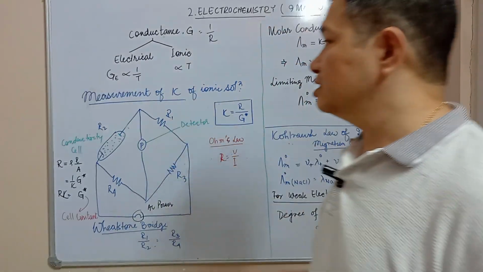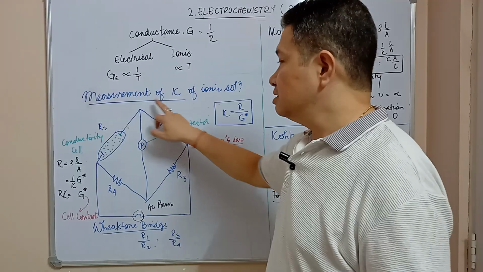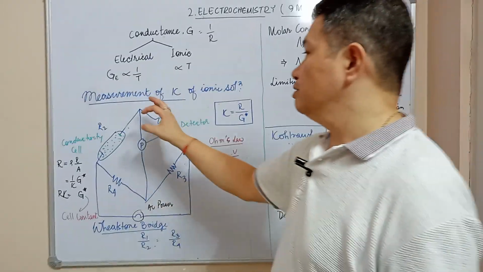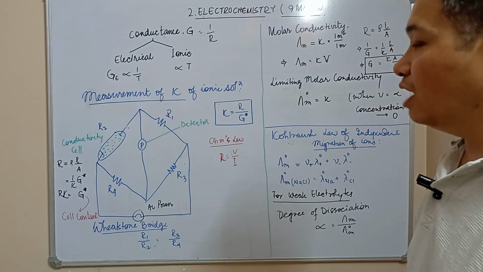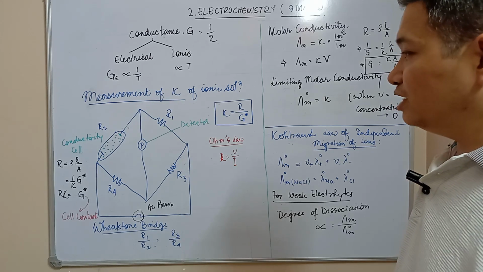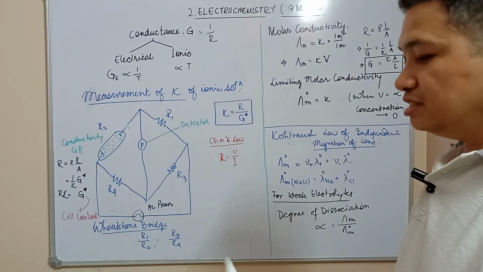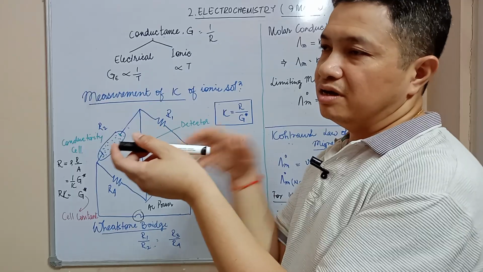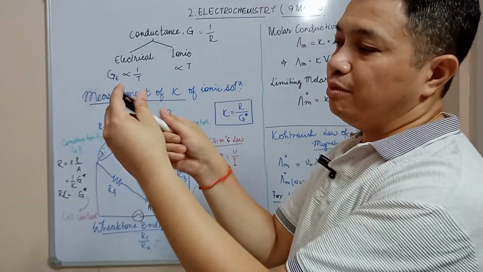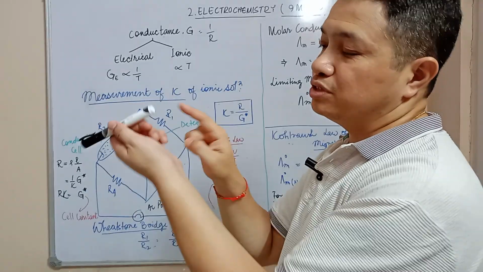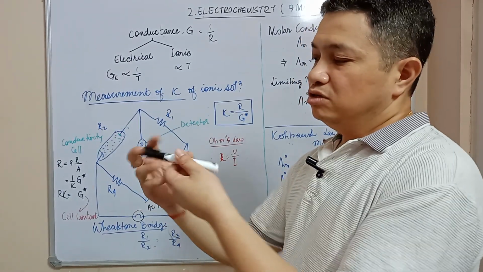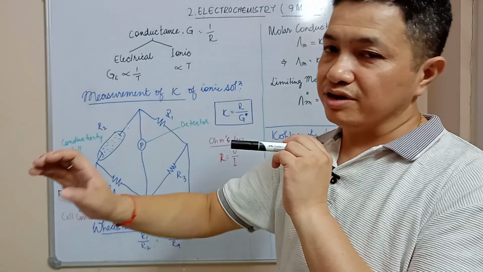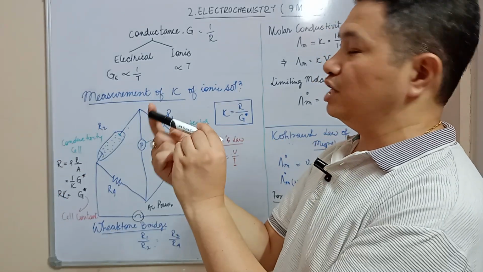Now let's move on to the next topic: the measurement of kappa, that is called conductivity. The measurement of conductivity of an ionic solution. How do we define the conductivity? For that, you need to know that if you keep the potential difference the same, the current flowing through will be the same. But if you change the shape of the conductor, with length L and cross-section area A, the resistance of the conductor is proportional to its length, so if you increase the length, the resistance will increase, and it is inversely proportional to the area of cross-section A.